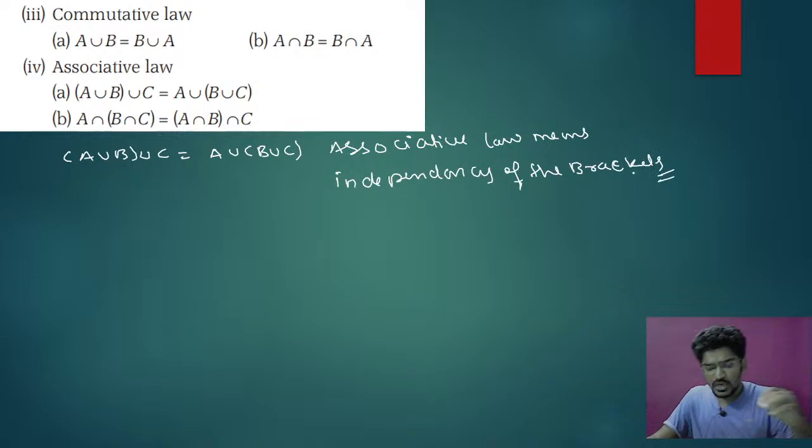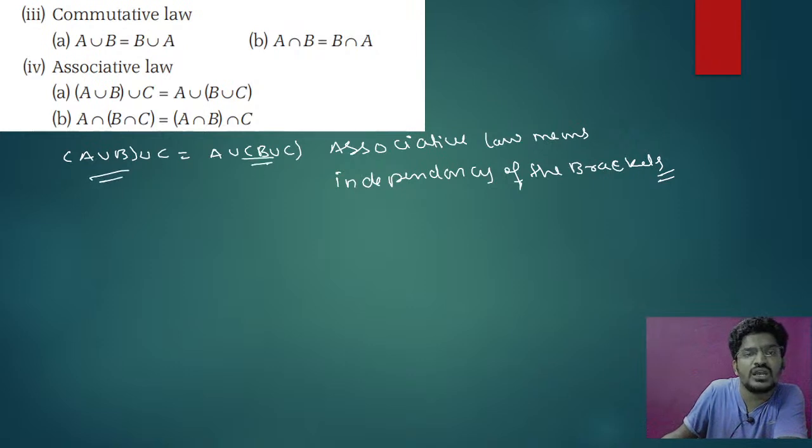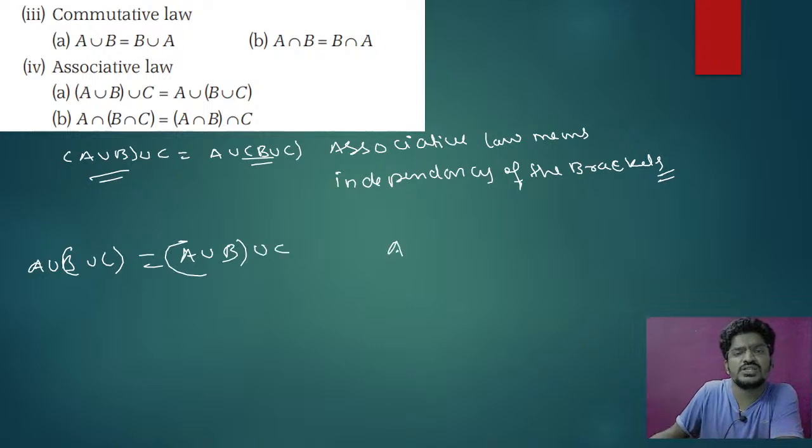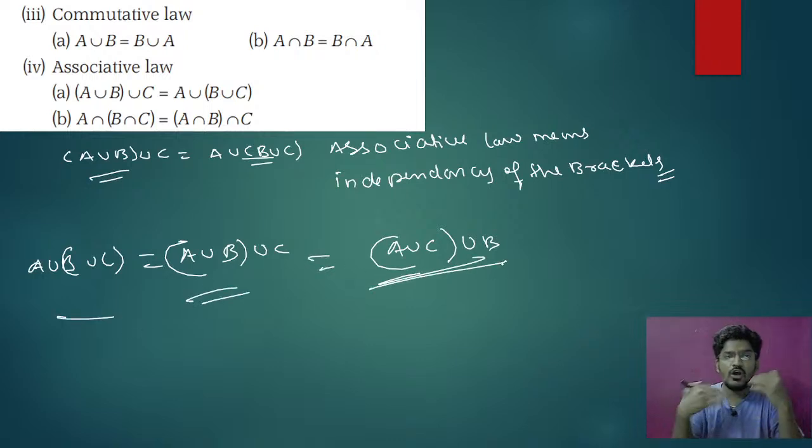That means it is called law of the independency of brackets. Whatever brackets you have here, you can put in between any terms like this. A union (B union C) equal to (A union B) union C. Otherwise, you can write it as A union (C union B). These all terms are going to be same. That means law of associative means you got an independency of putting the brackets for two sets anywhere. That is called associative law.